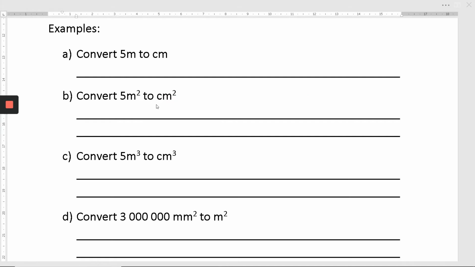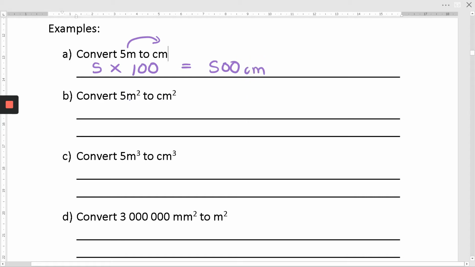Let's do some examples. Bearing in mind the principle is, do the normal conversion that you know when it is length, do the conversion to the power of 2 when it is area, and do the conversion to the power of 3 when it's volume. The first one, we're going to do a straightforward length calculation. We're going to say meters into centimeters. So we're going to do the conversion once, and we're going to get 500 centimeters.